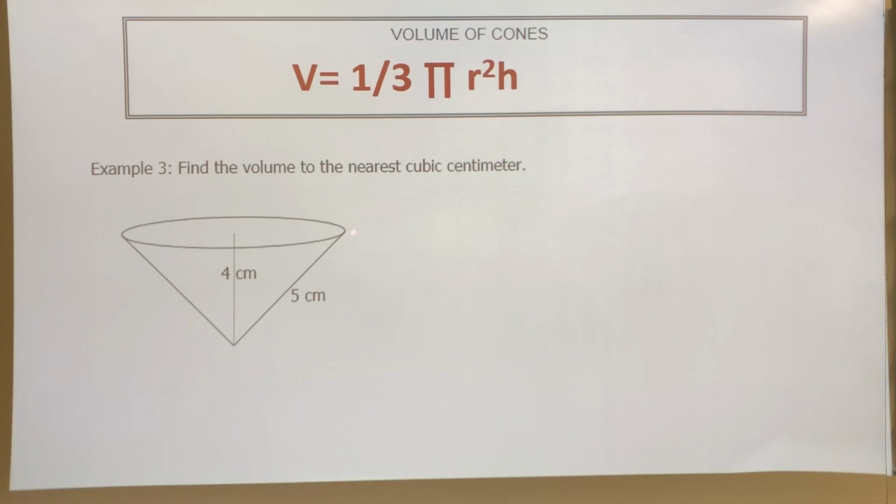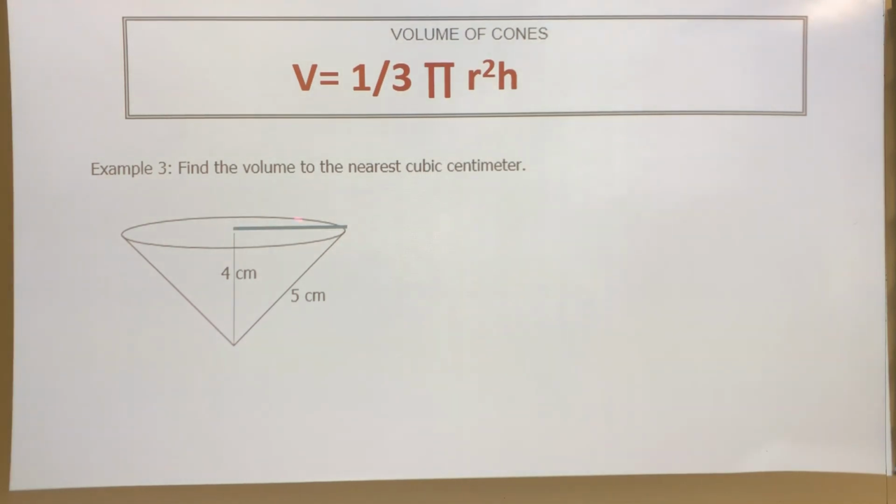So if we're given a radius and a height, typically the height is listed from the top of the cone, the vertex of the cone, like so. So in this example, we're given the height. What we're not given is the radius, but we are given the slant height. So in this example, we have to do Pythagorean theorem again, just like we did in the last problem.